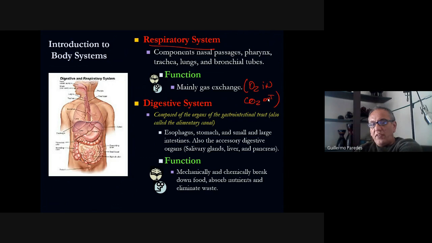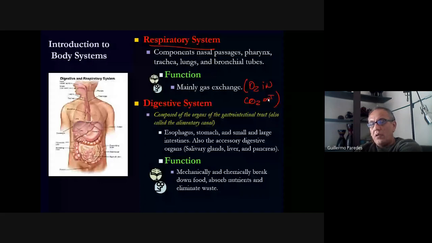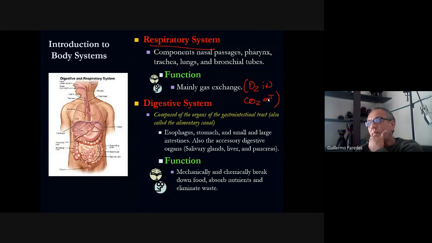The digestive system is composed of the organs of the gastrointestinal tract. All right, so listen to this. The gastrointestinal tract is different from the digestive system. What is a system? A group of organs. The GI tract is the tubing, all the tube: the esophagus, the stomach, the large and small intestine.